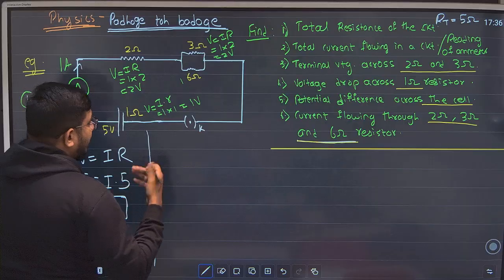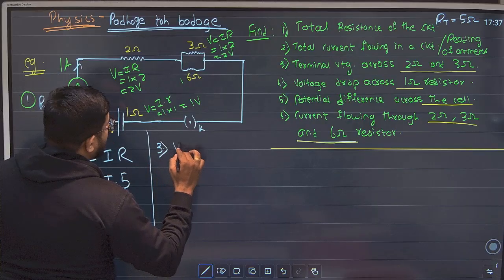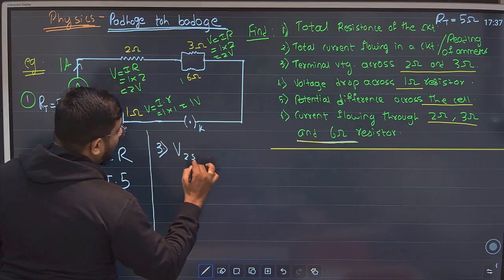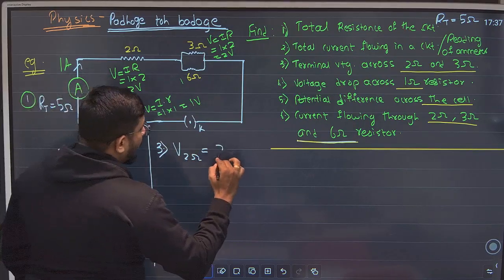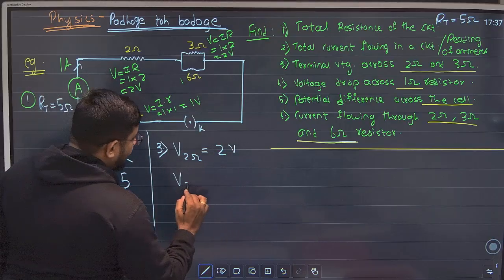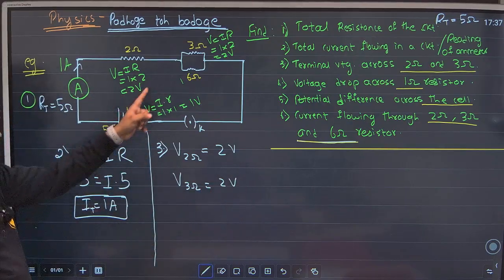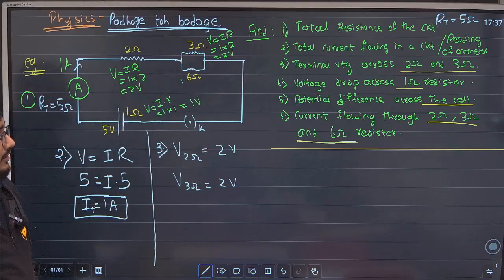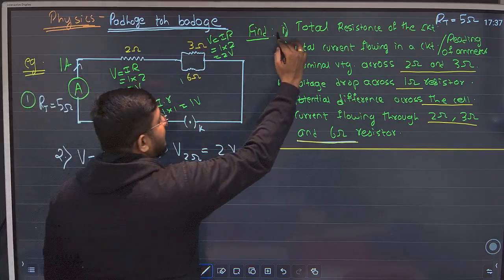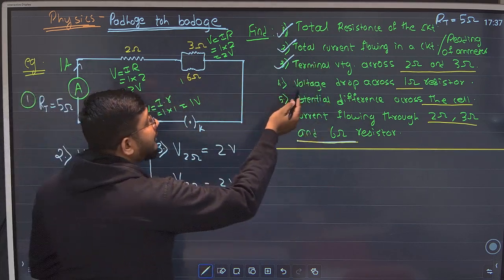We got the value, guys, for the third. That is, terminal voltage across 2 ohm is basically 2 volt. And terminal voltage across 3 ohm is again 2 volt. Are you getting? We got both the answers. Next, we did this 3. Fourth, we got the fourth one also, guys.